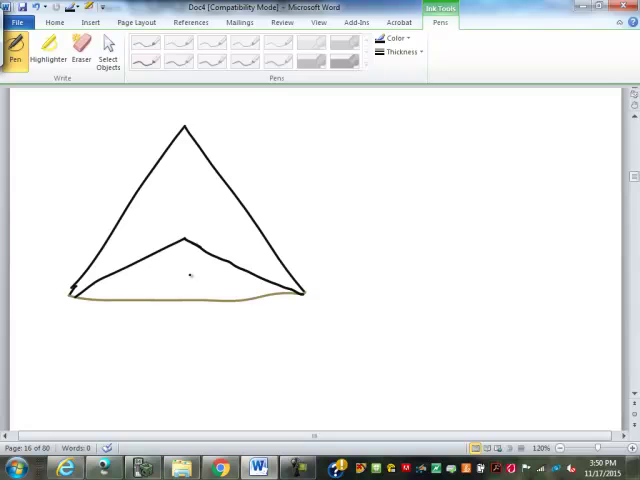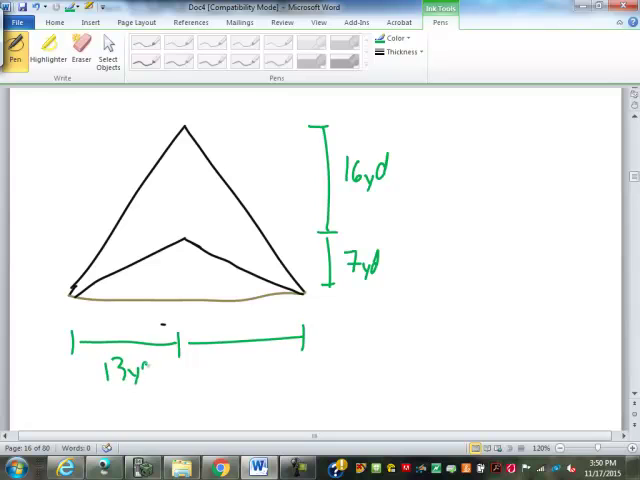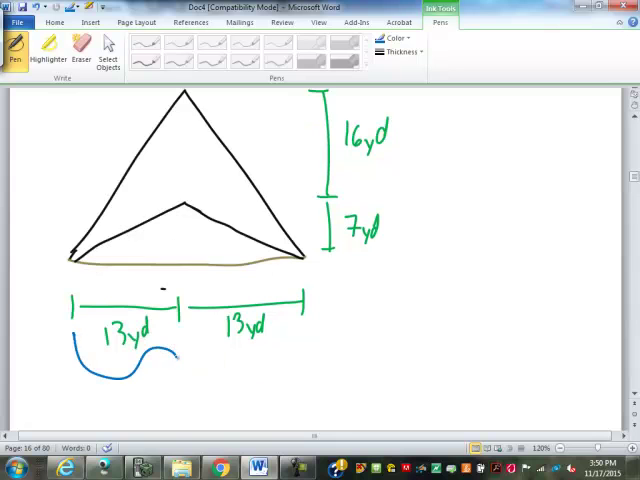Now I put this little gray line across the bottom because that's actually significant in figuring this out. The rest of the whole thing doesn't matter, it was just the triangles. So what we're given is from here to here is 7 yards. And from here to here is 16 yards. Again, your numbers are most likely different. 13 yards here and 13 yards here. So in other words, 26 across the whole bottom.